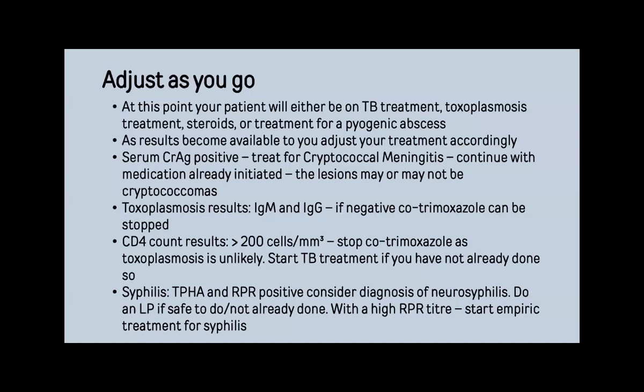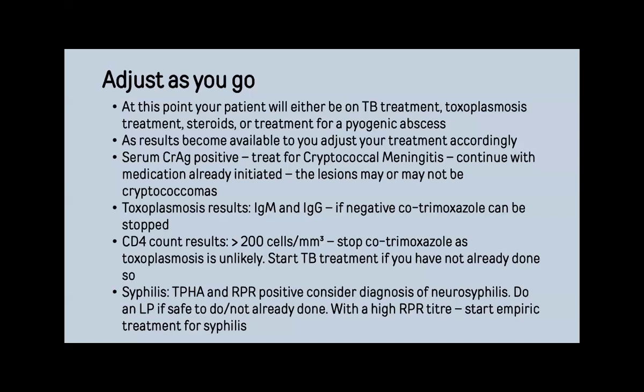And then you adjust as you go. At this point, your patient will be either on TB treatment, toxoplasmosis treatment, steroids, or treatment for pyogenic abscess. As results become available to you, you adjust your treatment accordingly. If the serum CRAG is positive, you treat for cryptococcal meningitis, but you don't stop any of the other treatment that you've already initiated. The lesions may or may not be cryptococcomas.